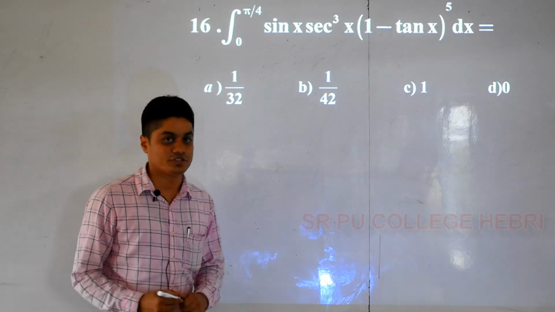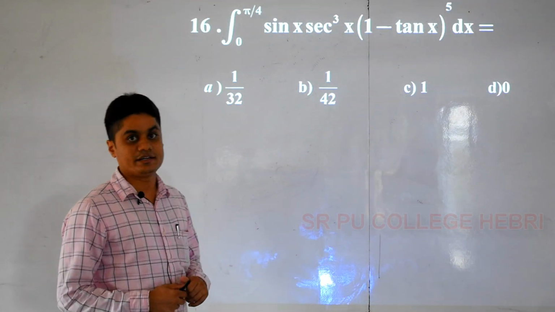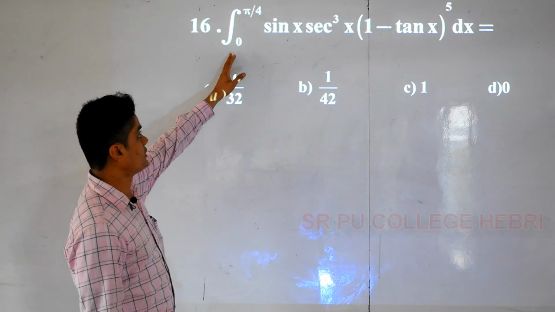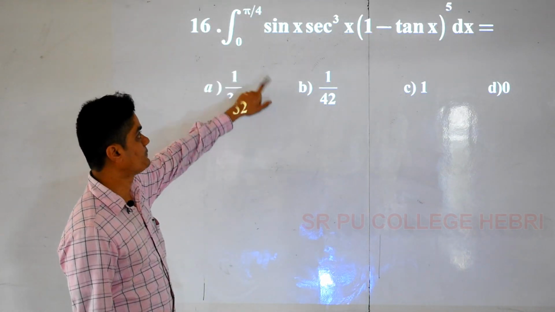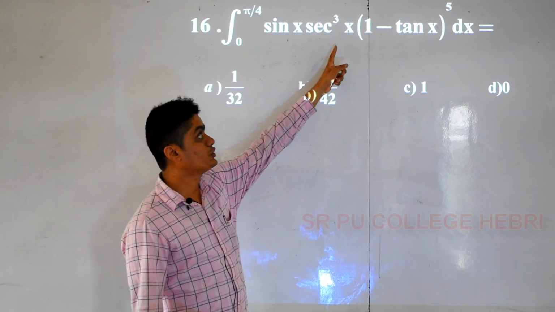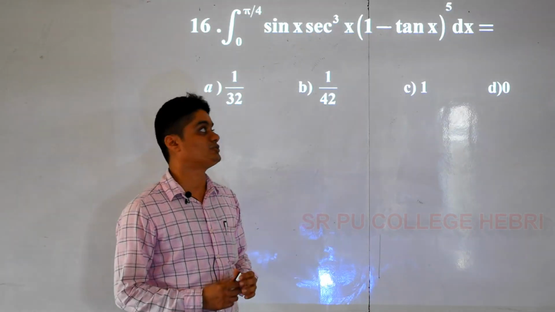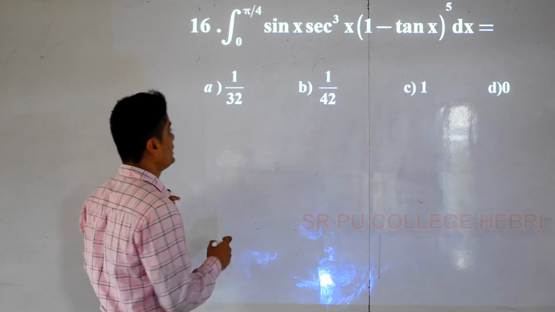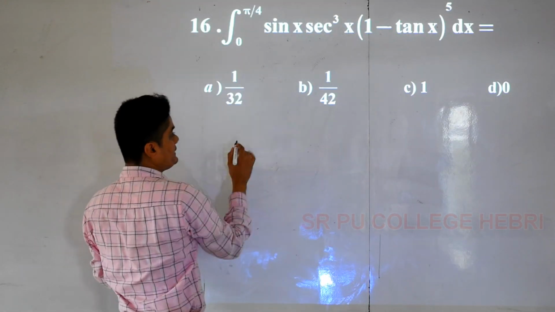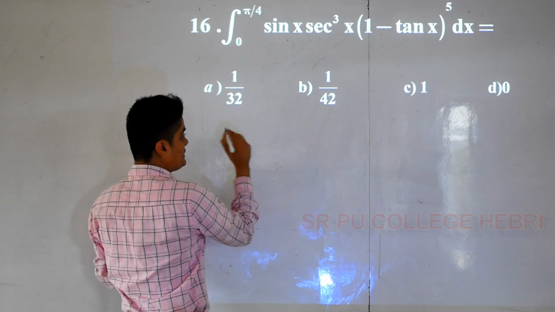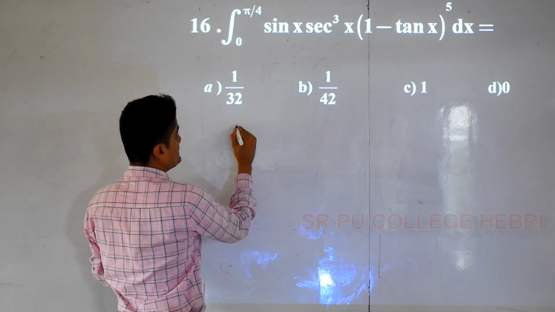The 16th question is from integration, definite integration. The question is as follows: integral from 0 to pi by 4 of sin x secant cube x into (1 minus tan x) whole to the power 5 dx. Since it is a definite integration, be careful after substitution. The solution is as follows.